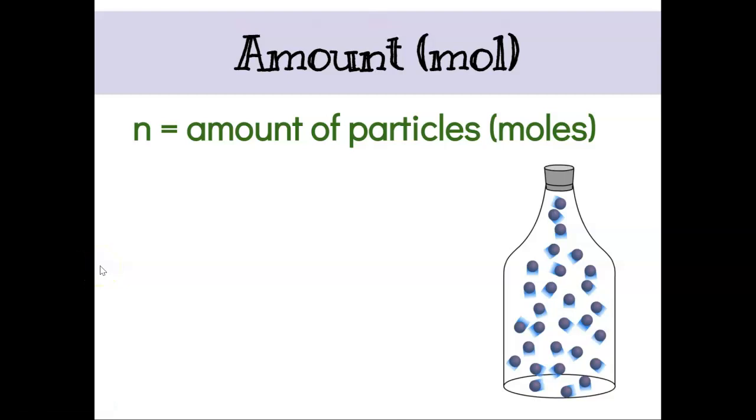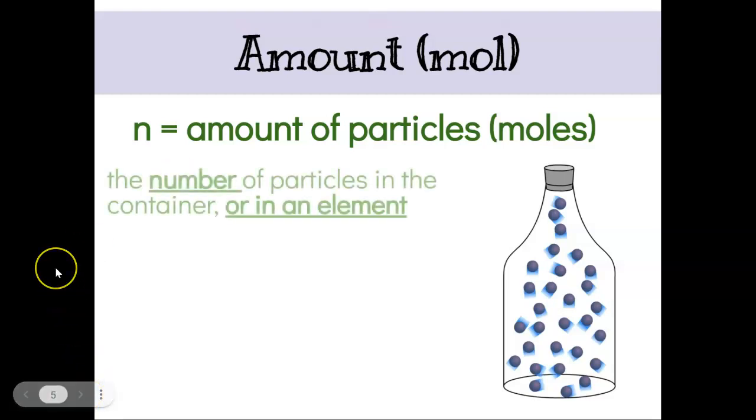So the mole is notated by a lowercase n, and this is the amount of particles, aka moles. Okay, so if you see a lowercase n, that's going to let us know that we're dealing with moles. This is the number of particles in the container or in an element. It'll just tell you how many particles are present. It can be particles, it can be atoms, it could be anything, because remember, a mole is just a unit of measurement.